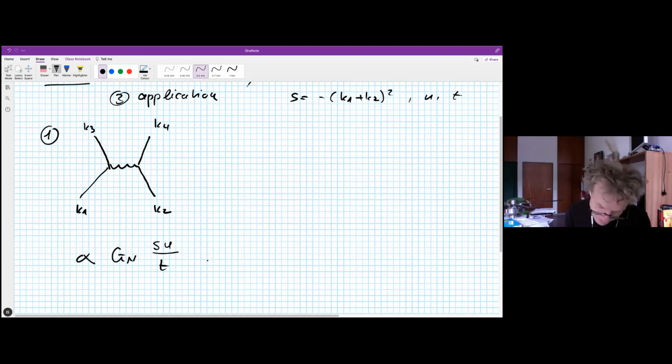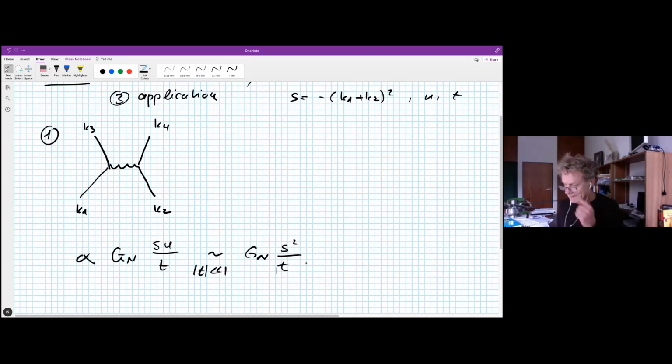So in fact, we could say that this is approximately equal to G s squared, if we take t and u much smaller than s, and then it approximately goes like this. And so it grows without bound. So let's write this: unbounded. So now suppose you want to solve that problem. So we have a perturbative non-unitarity.